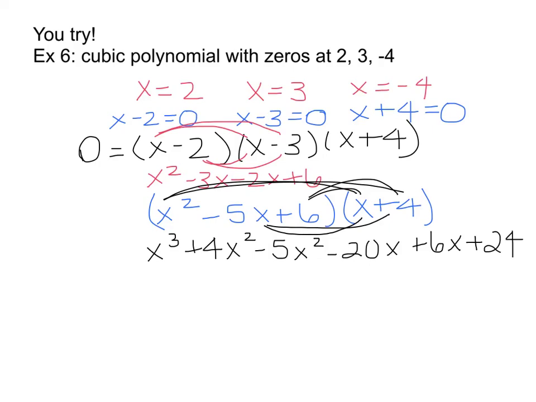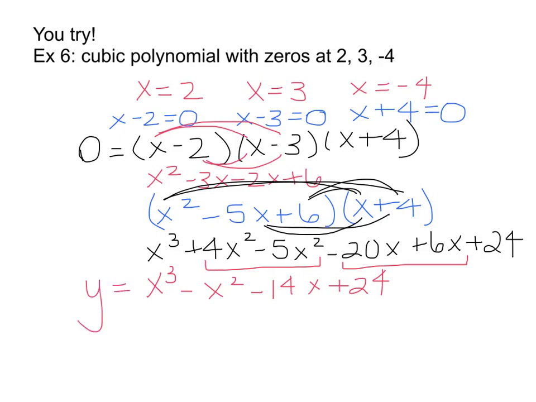Last thing you need to do is combine like terms. So there's no other x cubed, so I bring down my x cubed. 4x squared minus 5x squared leaves me with -x squared. -20x plus 6x leaves me with minus 14x. Bring down the 24, and to make it a polynomial, you have to write y equals in the front of it. So the polynomial y equals x cubed minus x squared minus 14x plus 24 has zeros at 2, 3, and -4.